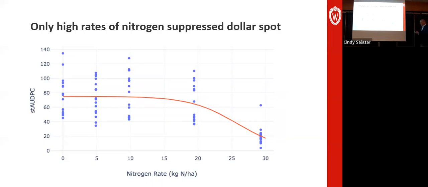So I'm going to skip over a lot of the basics of how we did the study. We looked at different rates, 0, 5, 10, 18, and then this 28 rate. What we were expecting to see is a stepwise decrease in the amount of dollar spot with each increasing rate of nitrogen fertilizer. What we saw, the reality was much different. We saw basically no impact of nitrogen fertilizer at these low rates. We start to see a little bit of a wobble at this 4 pounds of nitrogen per 1,000 square feet, and then a huge drop once we get up to this really, really high rate of nitrogen.